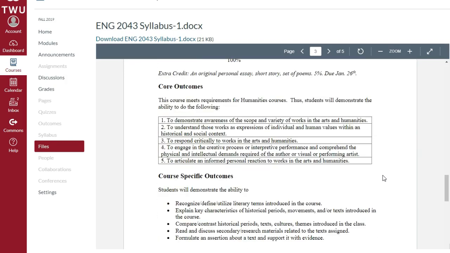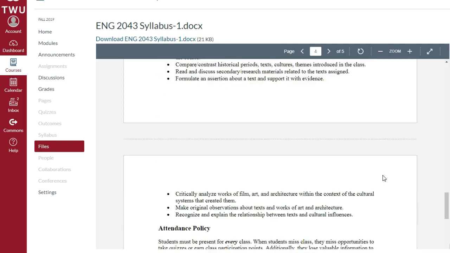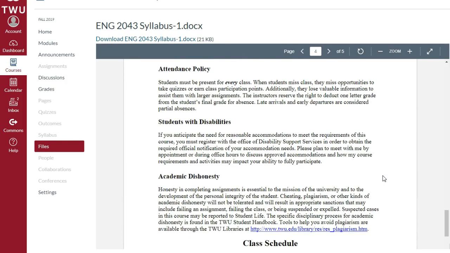There's the boring stuff that the legislature wants us to do because they're spending your tax dollars foolishly. The attendance policy, please show up. Students with disabilities, if I can help you, I want to, and I'm happy to do it. And academic dishonesty, please don't be dishonest, especially academically.